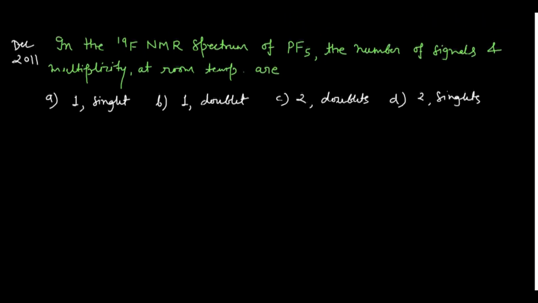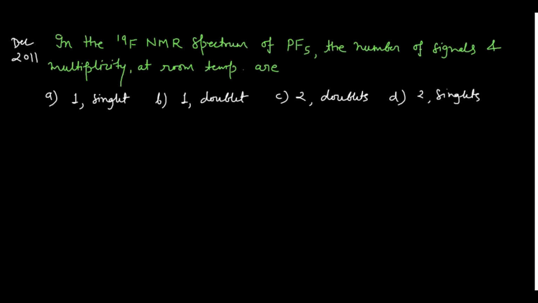Right, this is the question. You can see what it says. In the 19F NMR spectrum, fluorine NMR spectrum, of phosphorus pentafluoride, the number of signals and the multiplicity at room temperature are: one signal and singlet, one signal or doublet, two signals or doublets, or two signals or singlet. So for this you have to draw the structure.